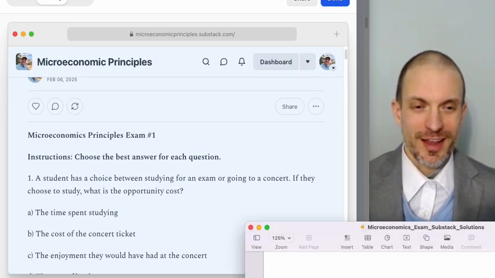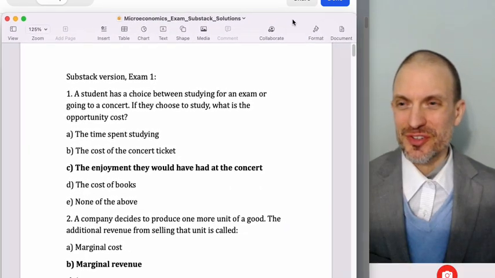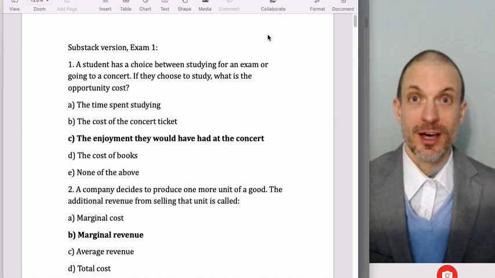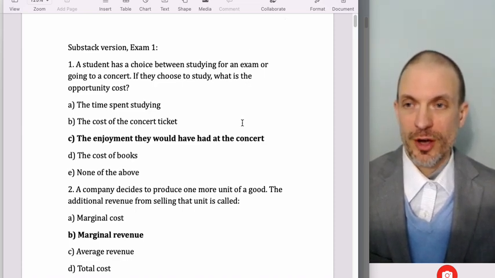If you don't want to wait for that, then spoiler alert, here are the solutions. I'll go over this right now, and that'll be the purpose of this video, which I'll link up at the end of that Substack exam, so you can always find the solution walkthrough.